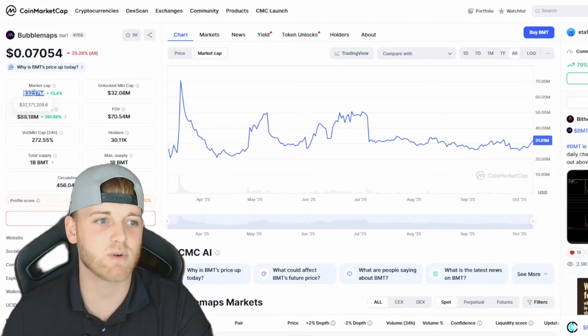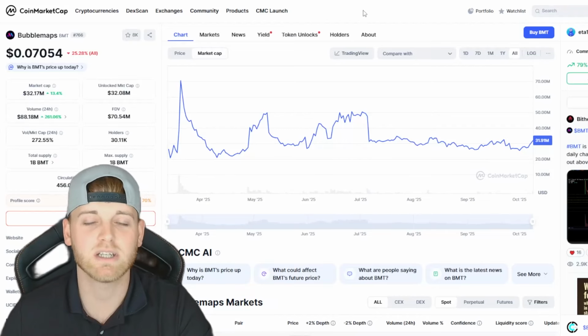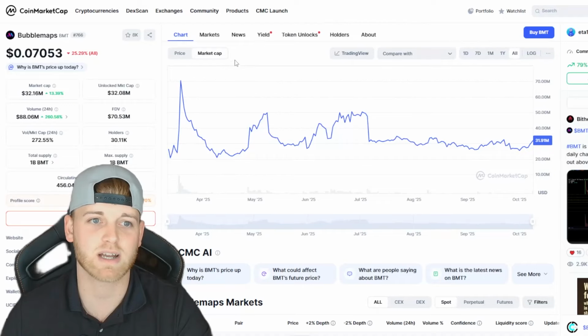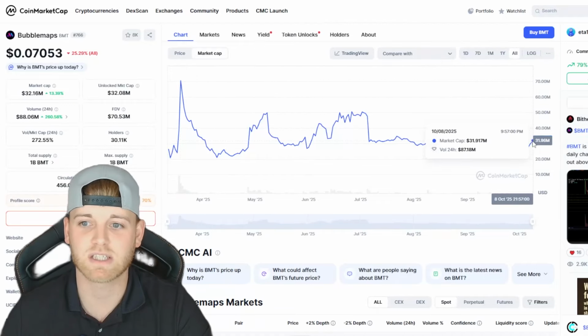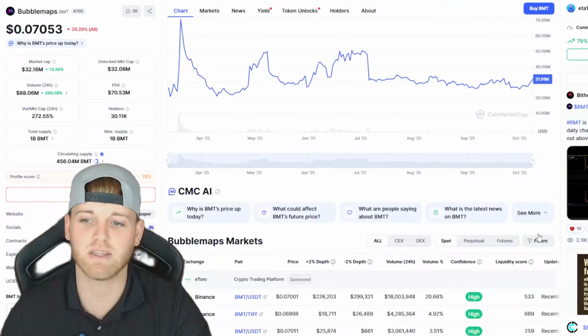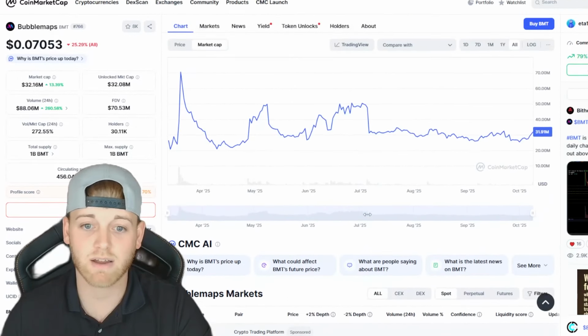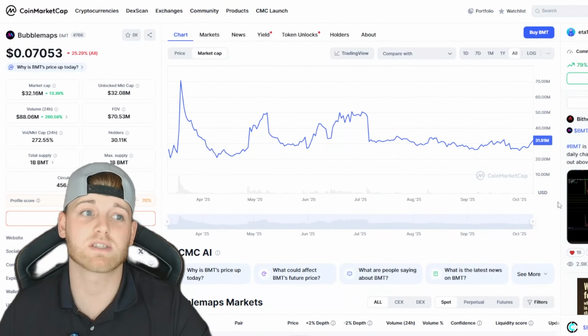For this to even get to $100 million, you're literally talking about a 3x in your investment just straight out the gate here, okay? So it's a very easy play in my opinion, and they're actually launching a lot more things to go alongside this as well.